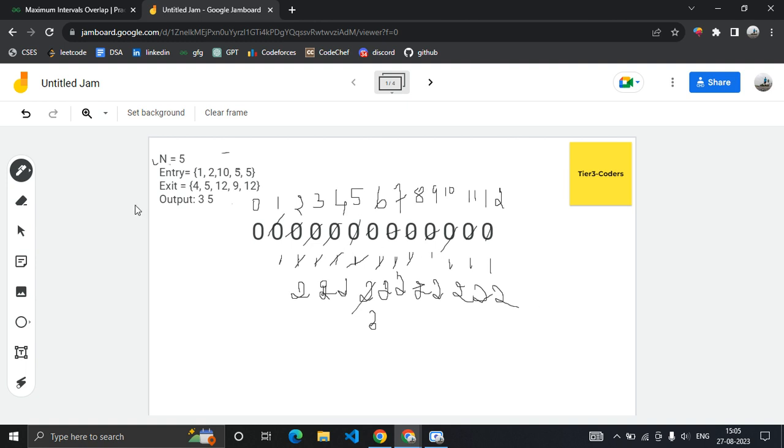If you compare all these indexes, we can see that 3 is the maximum, and it is situated at the 5th index. So by seeing this, we can come to a conclusion that at the 5th time there will be the maximum guests. So this is what the approach is.